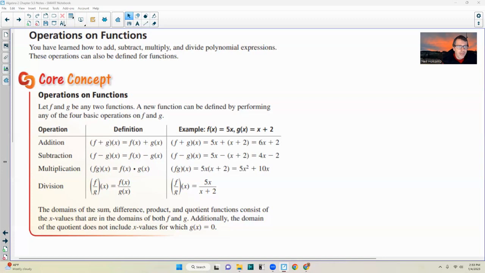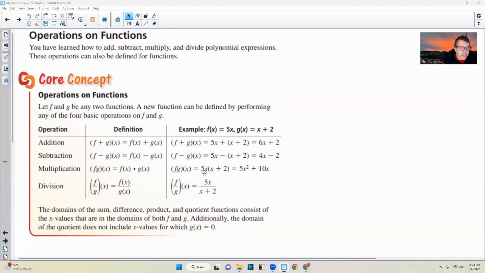For example, if f of x is 5x and g of x is x plus 2, f plus g of x would be 5x plus x plus 2, which is 6x plus 2. If we subtract them, then we get f minus g of x equals f of x minus g of x, or 5x minus the quantity x plus 2, and that would equal 4x minus 2. For multiplication, f times g of x equals f of x times g of x. So that's 5x times x plus 2, and when we distribute, we get 5x squared plus 10x.